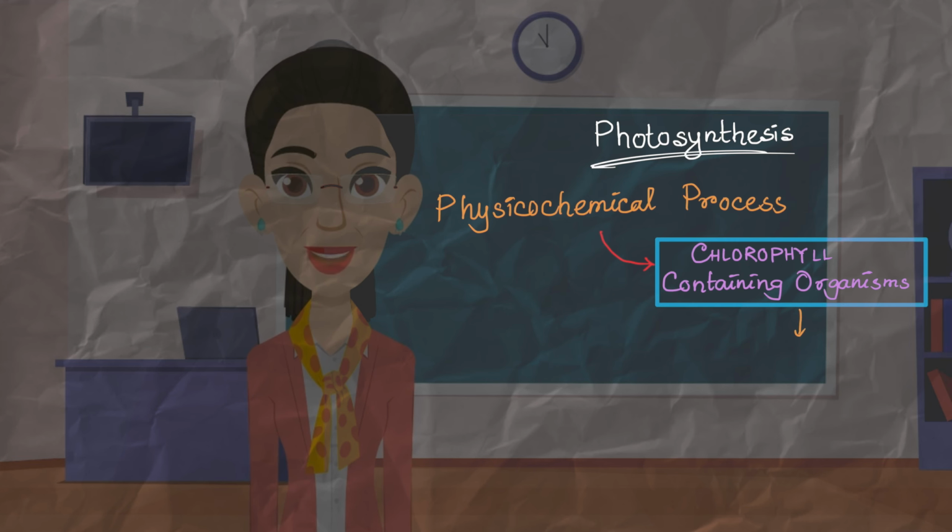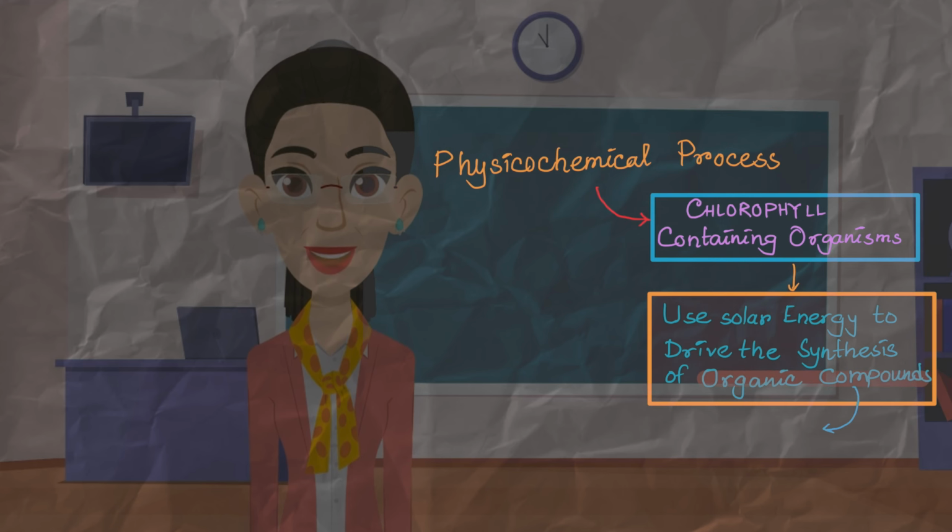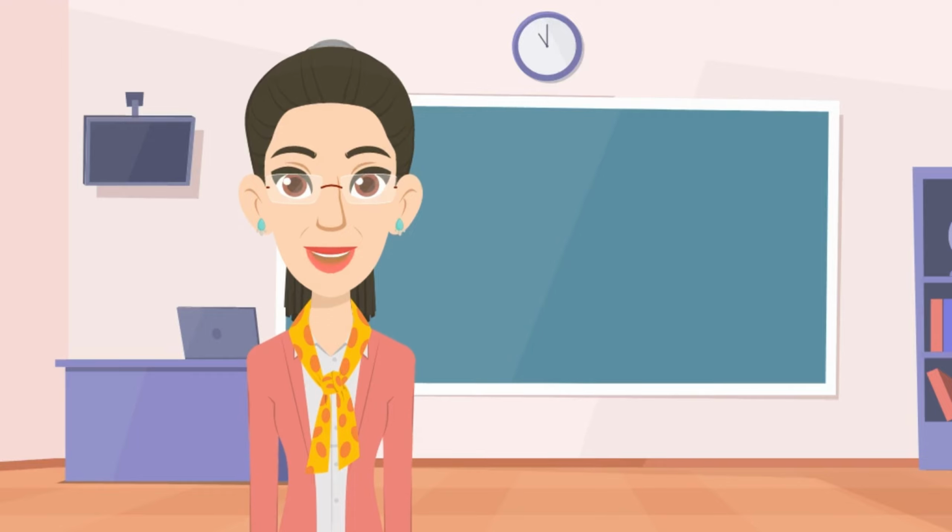So we see chlorophyll-containing organisms use solar energy to synthesize organic compounds. And from these organic compounds, we will get the energy, and some parts we'll use for other physiological purposes also. If we see photosynthesis from the energy point of view, it's the conversion of the light energy of photons into chemical energy.